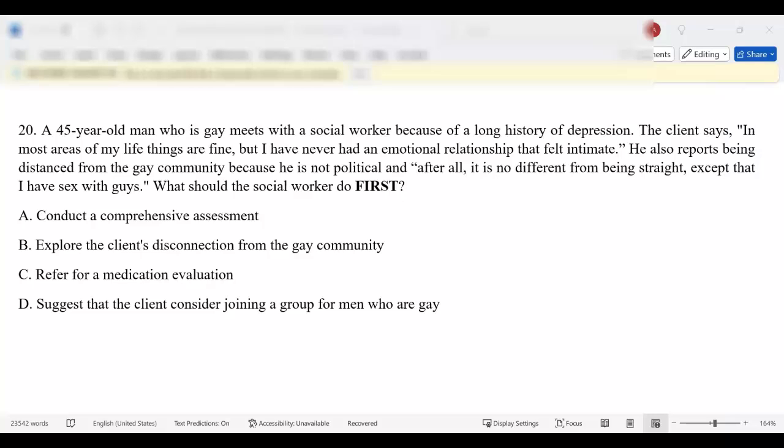A, conduct a comprehensive assessment. B, explore the client's disconnection from the gay community. C, refer for a medication evaluation. D, suggest that the client consider joining a group for men who are gay.